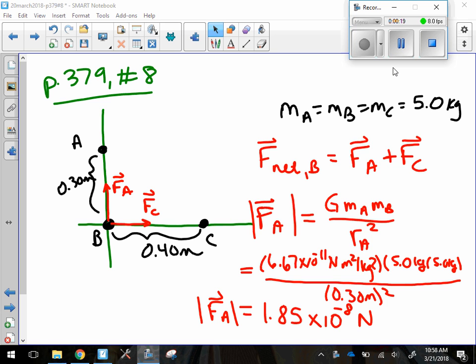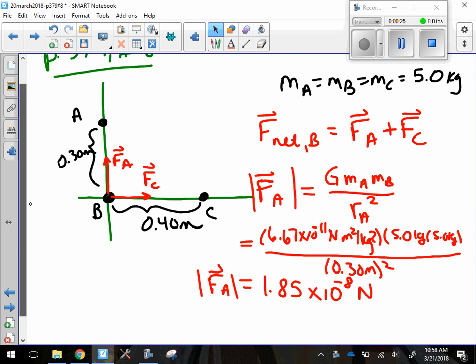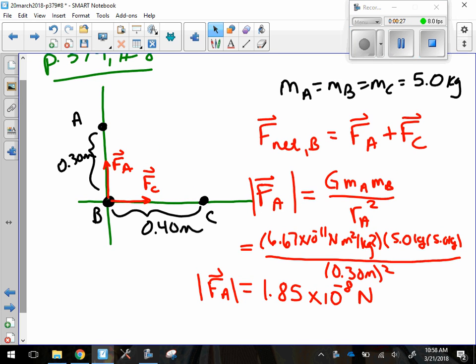Okay, so we were doing gravitation. We were talking about page 379, number 8. Basically we had 3 masses. They were all 5 kilograms. And then we were trying to figure out what the net force was going to be on object B, which we said was going to be the vector sum of those forces coming from masses A and C.